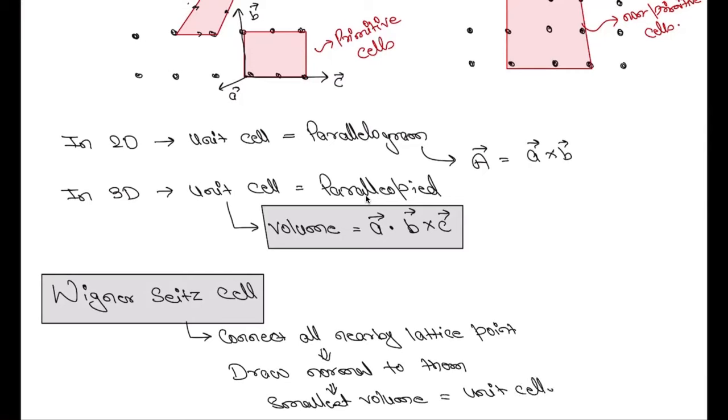Just one line, it can be asked, or you can try to add. This is the basic Wigner-Seitz cell. Nothing more than that is required. Now, one more thing is required here.